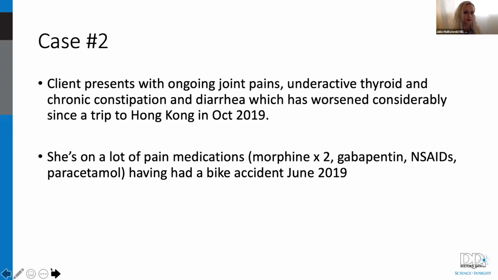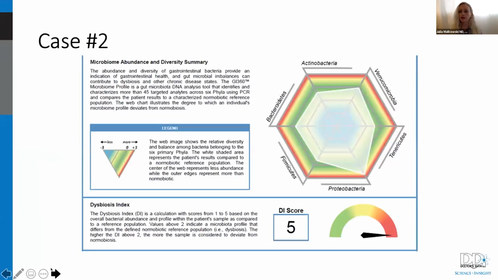So here we see the web again, and you can see very clearly that this diversity is skewed to the proteobacteria. Very quickly you can see that. The proteobacteria group is a group associated with inflammation, and so the fact that you can just look at this right away and see, okay, the diversity is skewed toward inflammation.